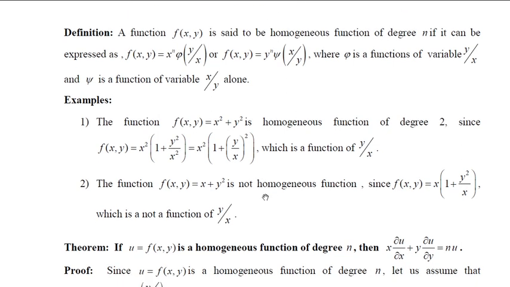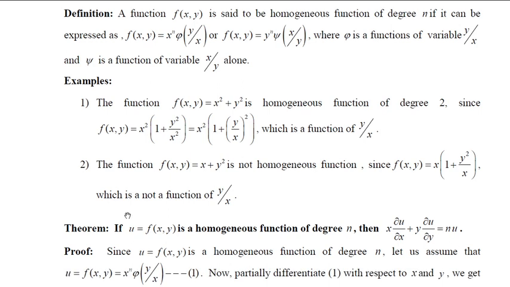Now, let's move on to Euler's theorem. The statement of Euler's theorem is, suppose if u is a homogeneous function of degree n, then we have to show that x into partial derivative of u with respect to x plus y into partial derivative of u with respect to y is equal to n times the given function u.